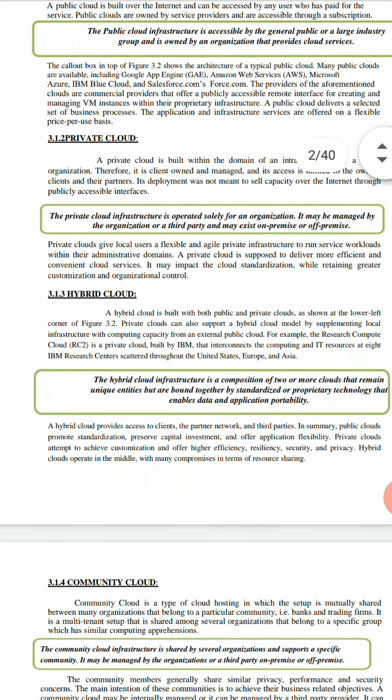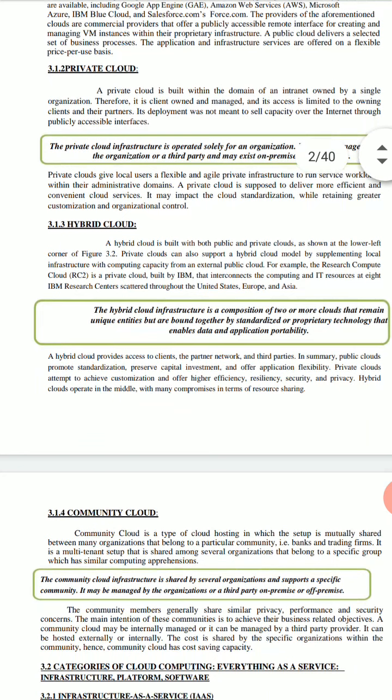The fourth one is a community cloud. That means the community members generally share similar privacy, performance, and security concerns. The main intention of these communities is to achieve their business related objectives. A community cloud may be internally managed or it can be managed by third party providers. It can be hosted externally or internally. The cost is shared by the specific organizations within the community. Hence, community cloud has cost saving capacity.